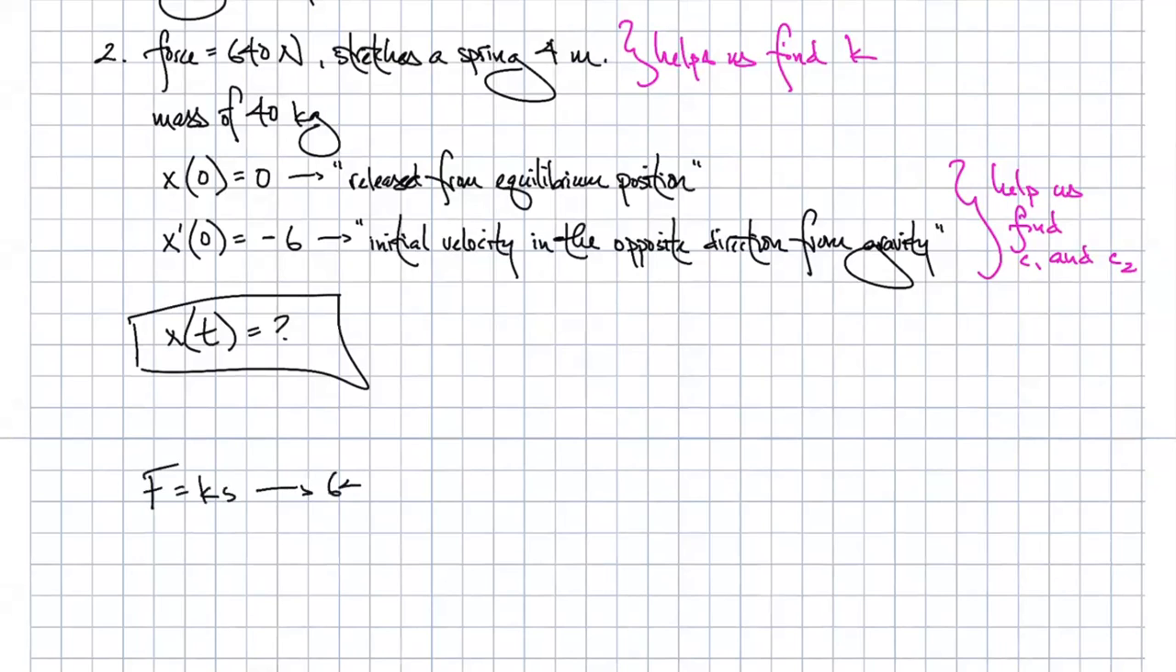So we get 640 equals K times 4. And we get K equals 160. Is that right? What does S represent again? S represents the distance that something gets stretched.